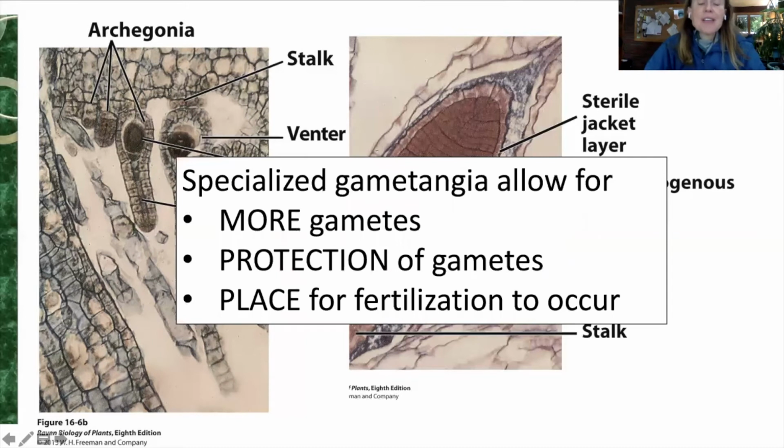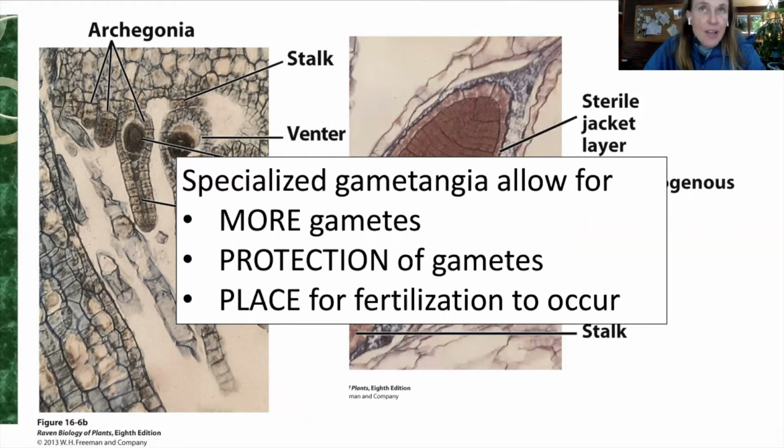But the point is, these organisms, bryophytes, have specialized gametangia like plants, which allow for more gametes to be produced. It allows for the gametes to be protected while they're maturing. And really, really importantly, it allows a place for fertilization to occur.